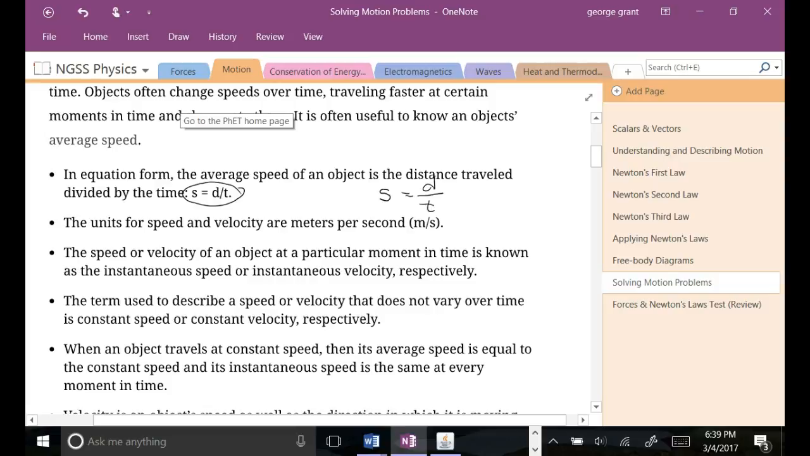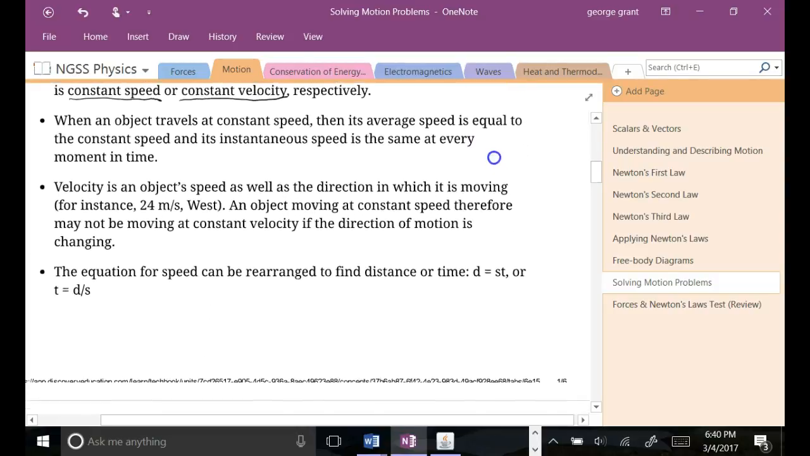indicated. The speed or velocity of an object at a particular moment in time is known as the instantaneous speed or instantaneous velocity, respectively. Right? Velocity if you know the direction, and speed if you don't. The term used to describe a speed or velocity that does not vary over time is constant speed or constant velocity. Right? So constant speed without direction, constant velocity with direction. Instantaneous, if at that instant it's going that speed or velocity.